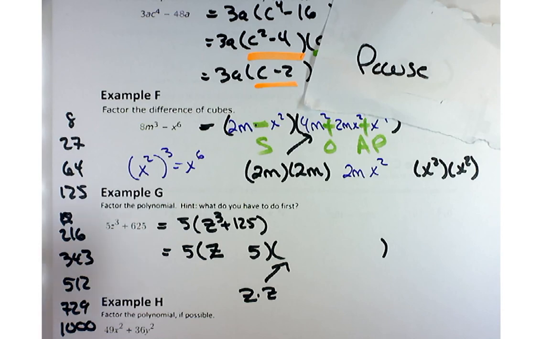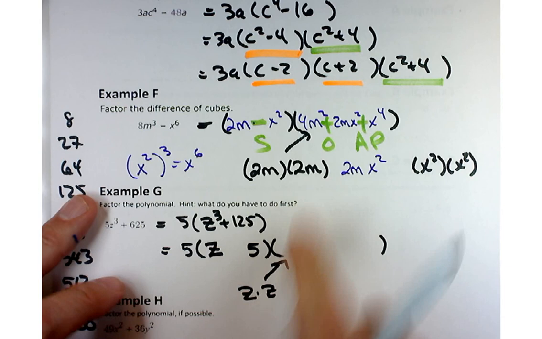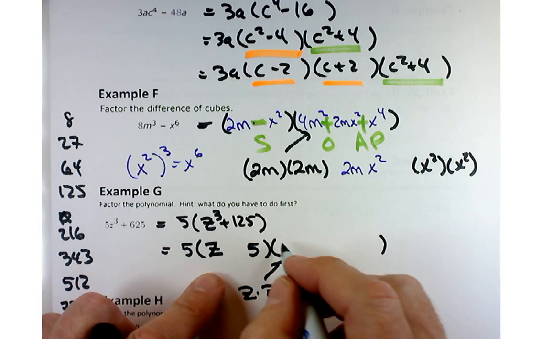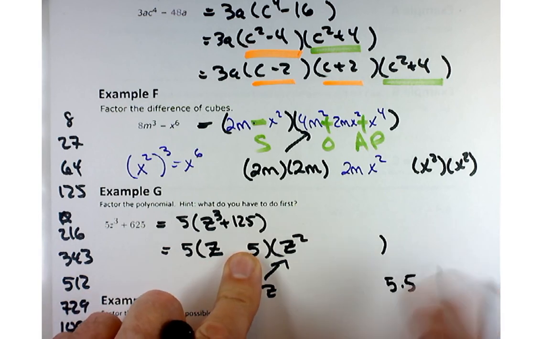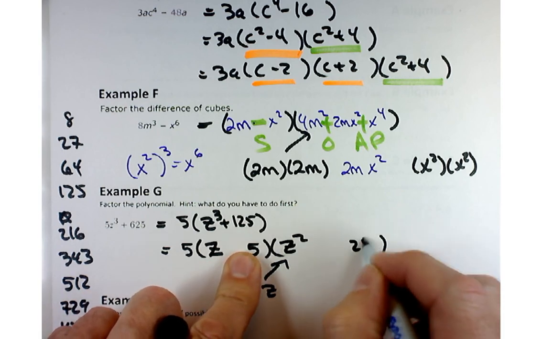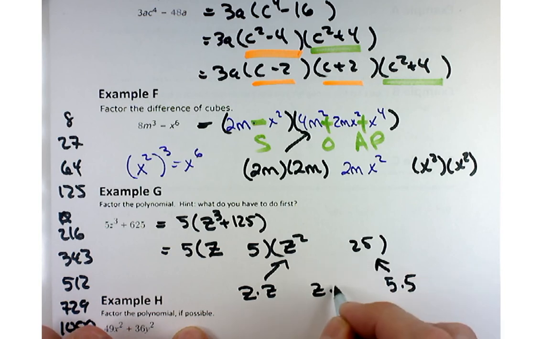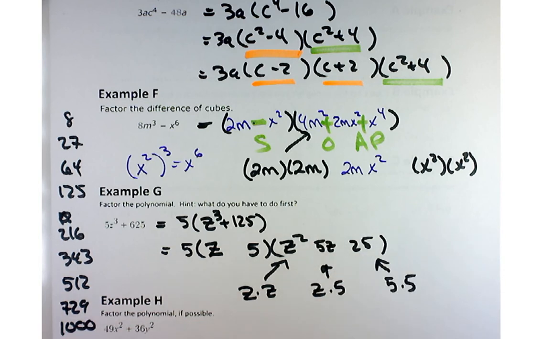Okay, so kind of repeating what we did up here. You take the first term times itself. Z times z gives me z squared. You take the last term times itself. 5 times 5 gives me 25. And then you take this term times this term. Z times 5 gives me 5z.